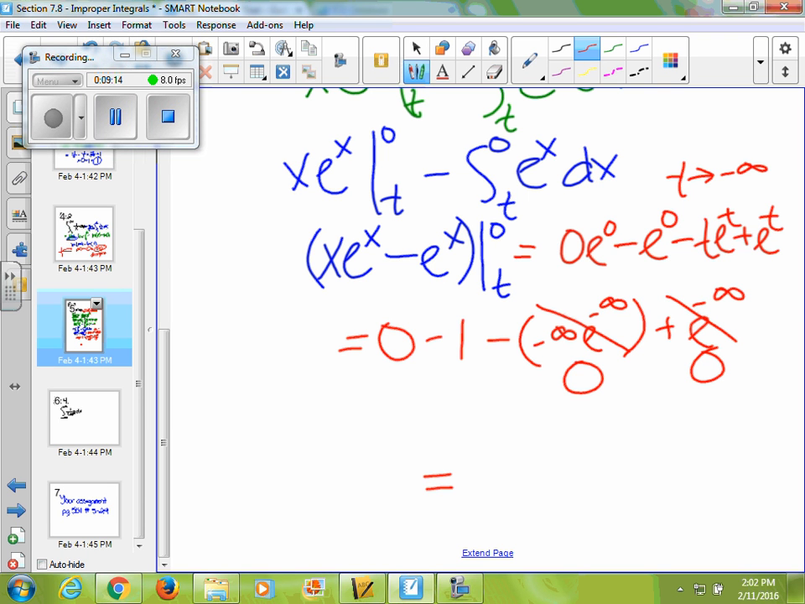So I get 0 minus 1 minus 0 plus 0. And what does that equal? Negative 1. So this, we would say, is a convergent integral because it does exist. It equals negative 1.